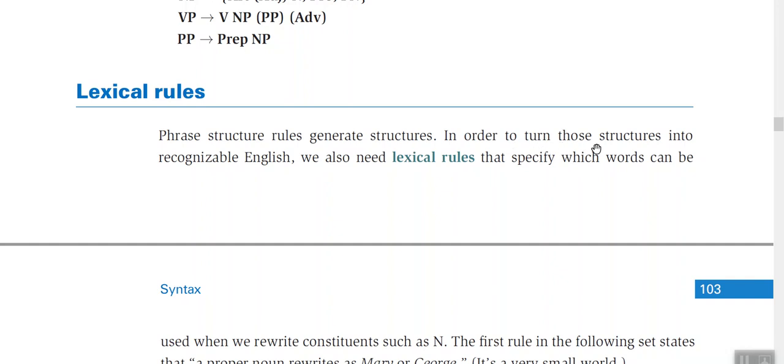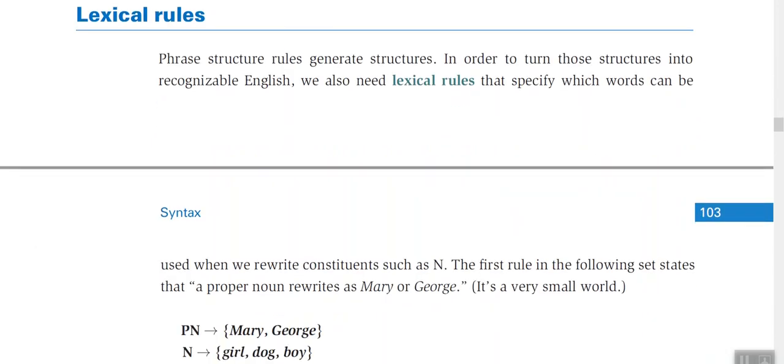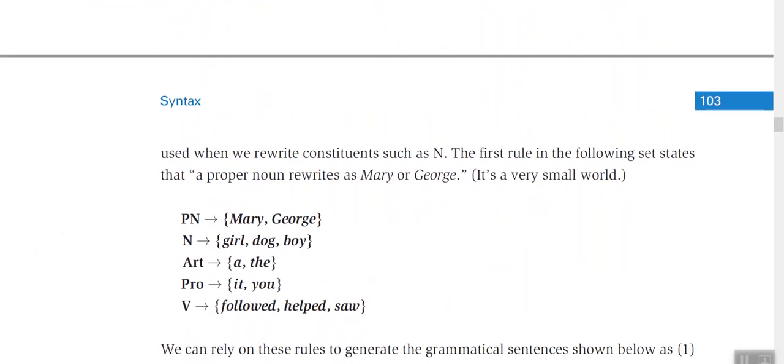In order to turn those structures into recognizable English, we also need what? Lexical rules. What do the lexical rules do? They specify which words can be used when we rewrite constituents such as noun, for example. The first rule in the following set states that a proper noun rewrites as Mary or George. Okay, so it's very easy.